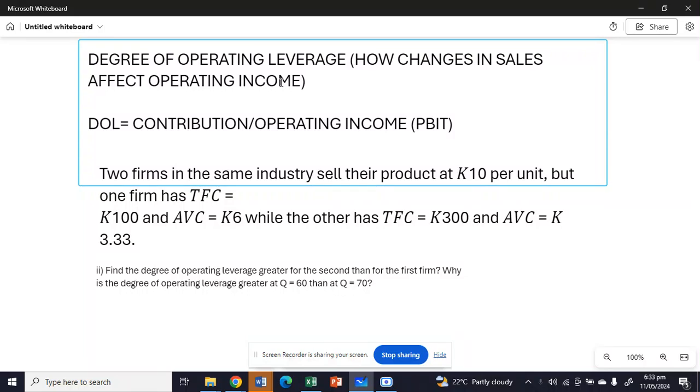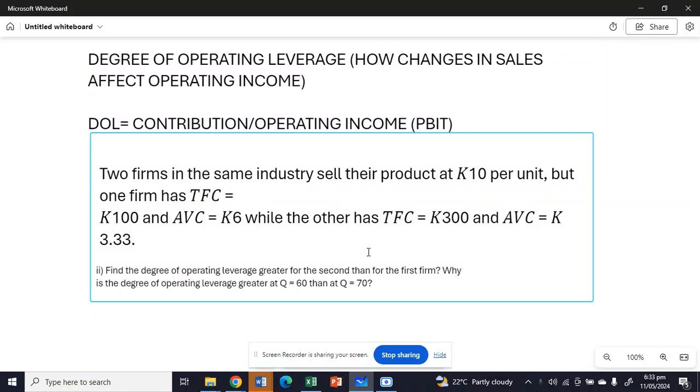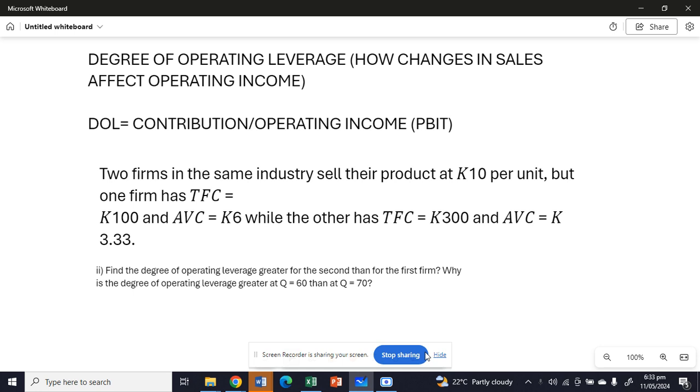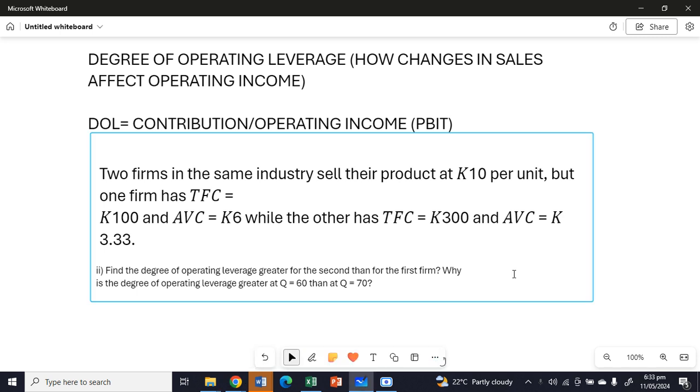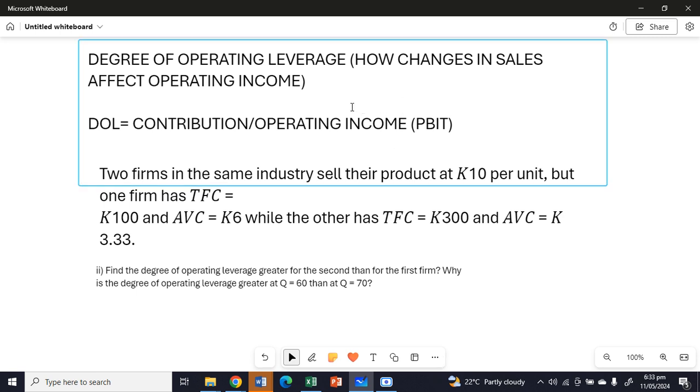If you remember in the financial statements, you've got sales. When you take away your variable costs, you remain with your contribution. After you take away your fixed costs, that's when you get your operating income, which is the profit before interest and taxes. So before you deduct interest and taxes, that's the operating income which we are talking about. That operating income can be affected by a change in sales in a company.